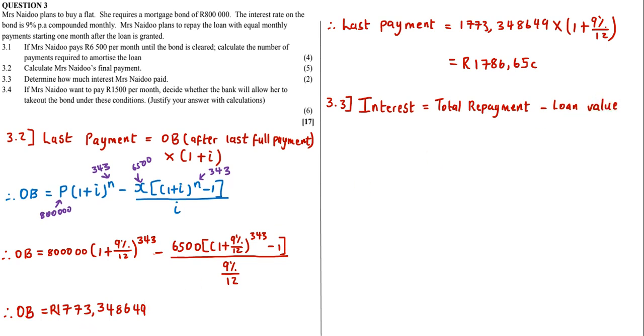Now let's talk about the total repayments. I'm going to use I for interest. The total repayments that Mrs. Naidu made, if you remember, were the 6,500 Rand that she paid 343 times, and then on the last time she paid 1,786.65. This was basically the amount that Mrs. Naidu has paid. And then we will take this and subtract it with the 800,000 Rand, which was the loan that Mrs. Naidu got from the bank.